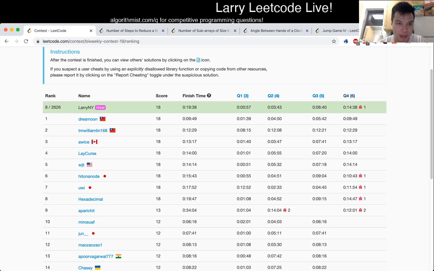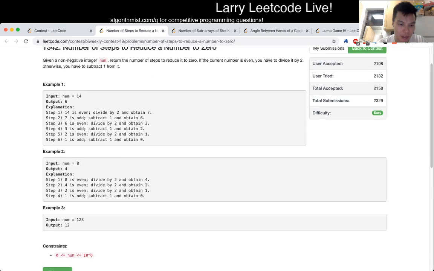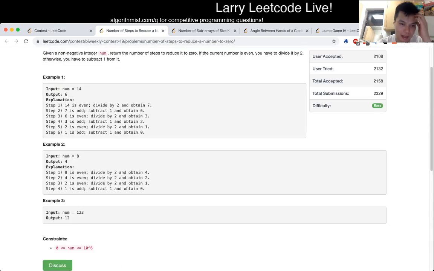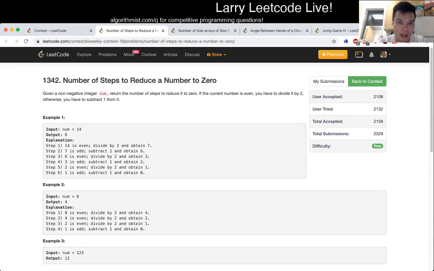On the first one, number of steps to reduce number to 0. The first thing to notice about this problem is that, how do I even say it? I'm not articulating well today. The first thing you notice is that it's always decreasing towards 0, so you don't have to worry about it maybe not reaching 0.